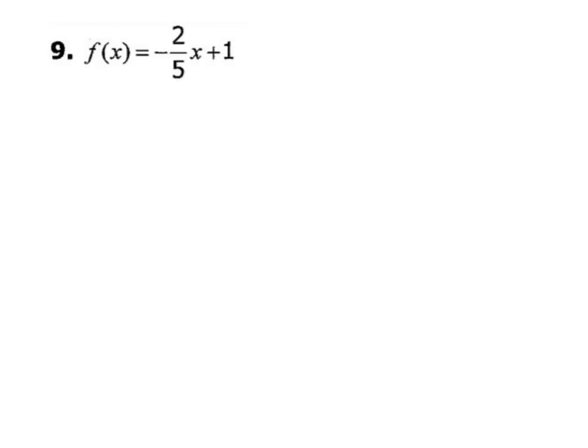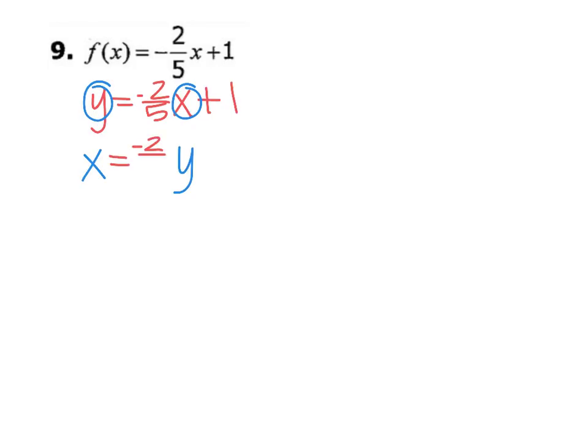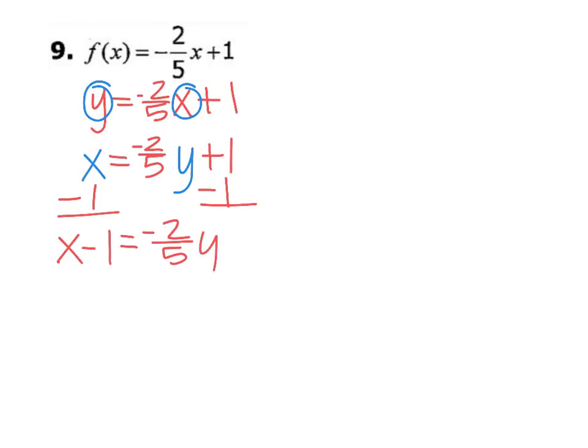All right, number 9. First step is to replace f of x with y, and rewrite the rest of the function exactly how it is. Then we want to switch our x and our y and rewrite the rest of the function exactly how it was. Then our goal is to solve for y. So we want to get y by itself, so the first thing we want to do is subtract 1 from both sides. X minus 1 equals negative 2/5 y.